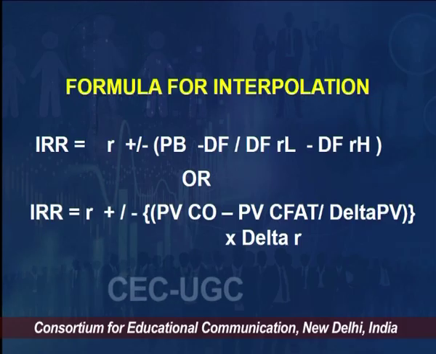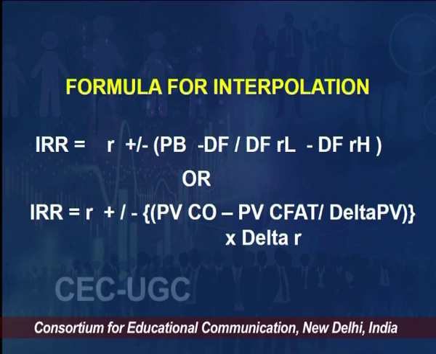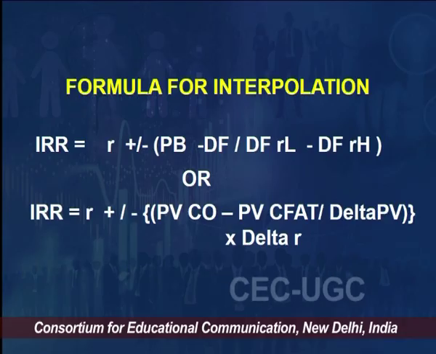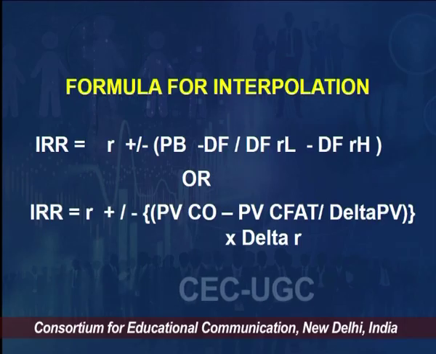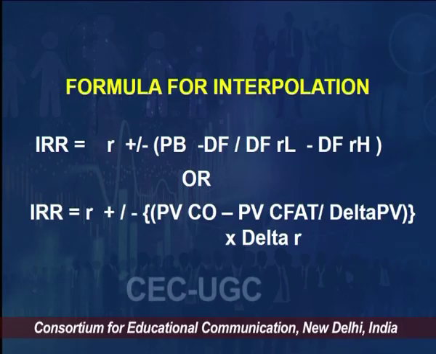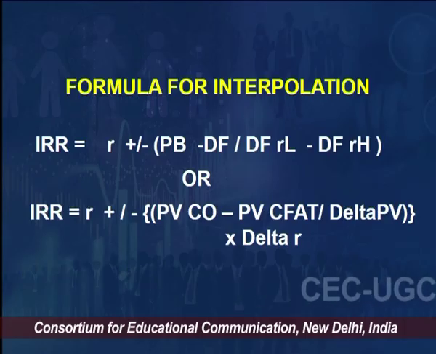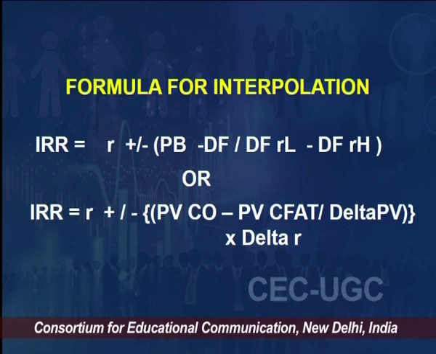So, the formula goes like this: R plus or minus sign, bracket starts, PB, the payback period, minus discount factor. Now, which discount factor would this be? The discount factor for the corresponding R, right. If you chose 14% as R, the corresponding discount factor would be the one for 14%. If you chose 15%, then it would be the one corresponding to 15%. The whole is divided by the difference of the two discount factors, the discount factor for the lower R and for the higher R, right. So, this is the first formula.